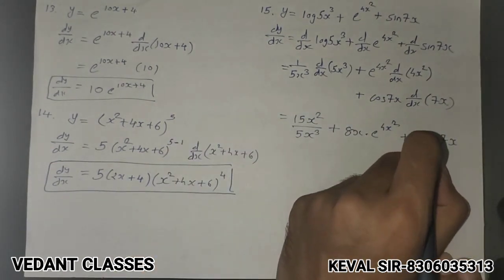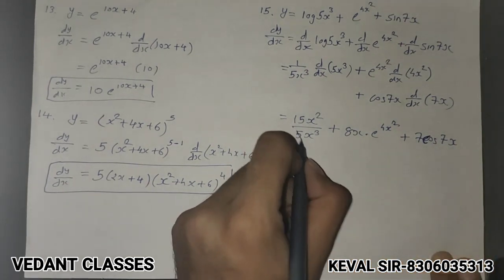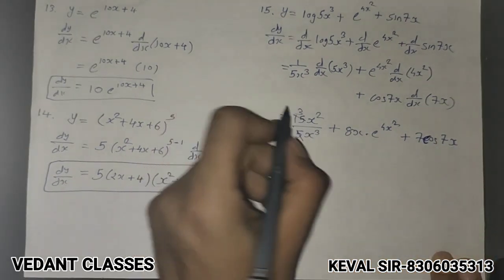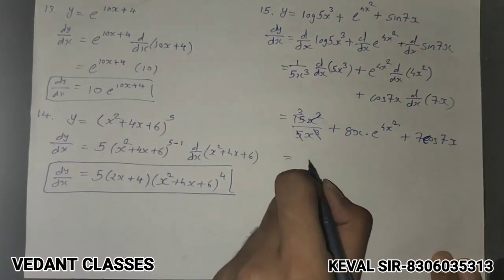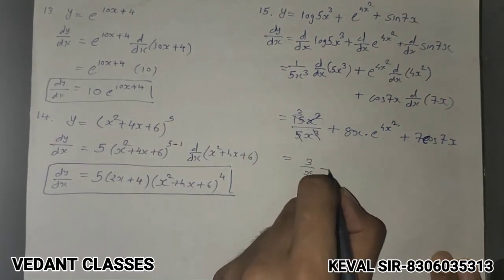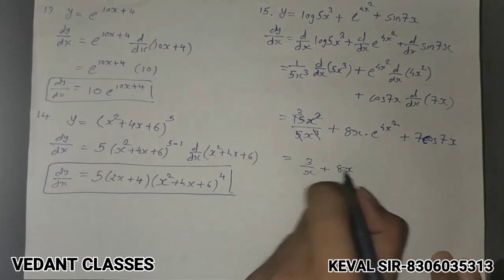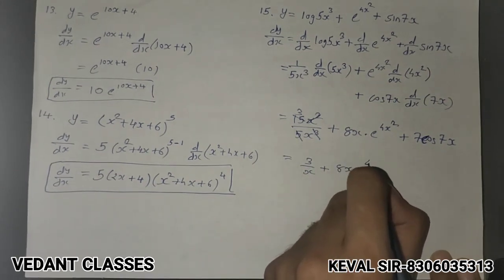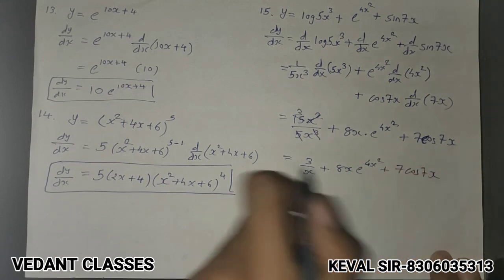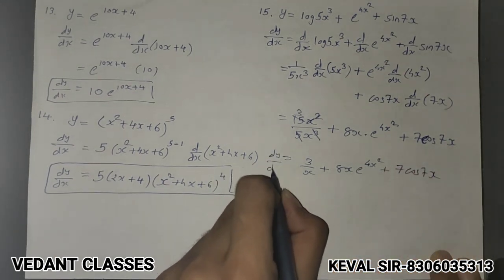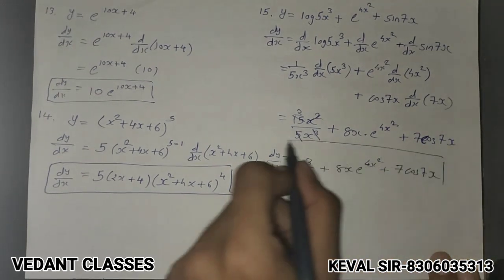Okay, 7 cos 7x. Now we are cancelling the 5s, and the 3s are also here, you can cut it down. So this term will be 3 by x plus 8x e raised to 4x square plus 7 cos 7x. So dy by dx for the given question is this.